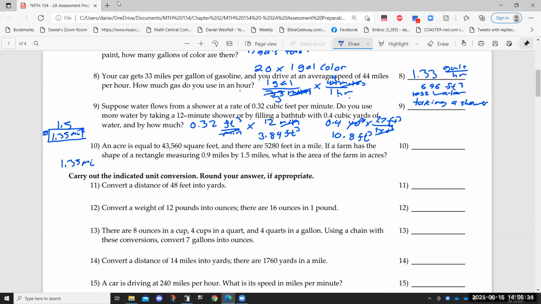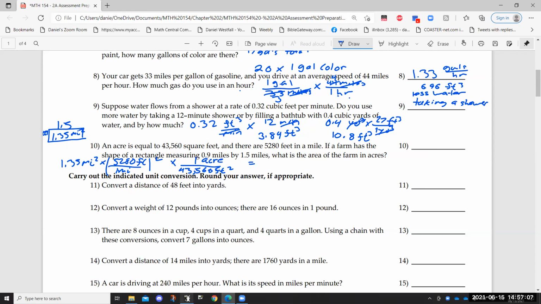1.35 square miles times, and then it says that 1 mile is 5280 feet, but I need that squared because I need square miles to go to square feet, and then times 43,560 square feet down here is 1 acre.